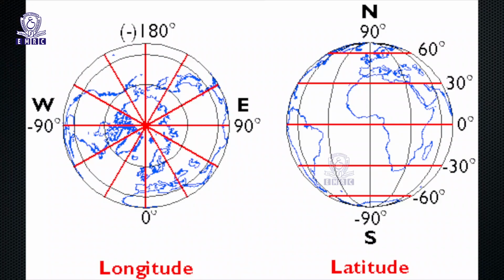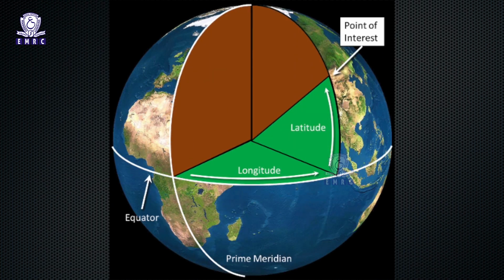Geographic coordinate system. The location reference system for spatial features on the Earth's surface is the geographic coordinate system. It is defined by latitude and longitude. Meridians are lines of equal longitude, and parallels are lines of equal latitude. The prime meridian and the equator serve as the baselines of the geographic coordinate system.